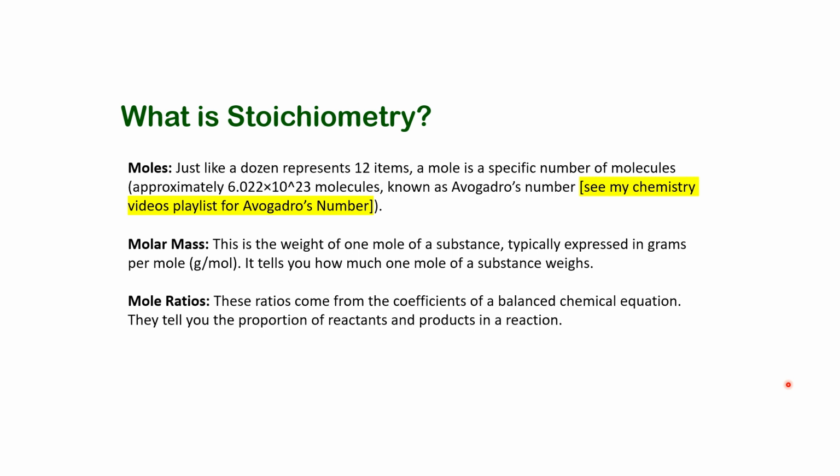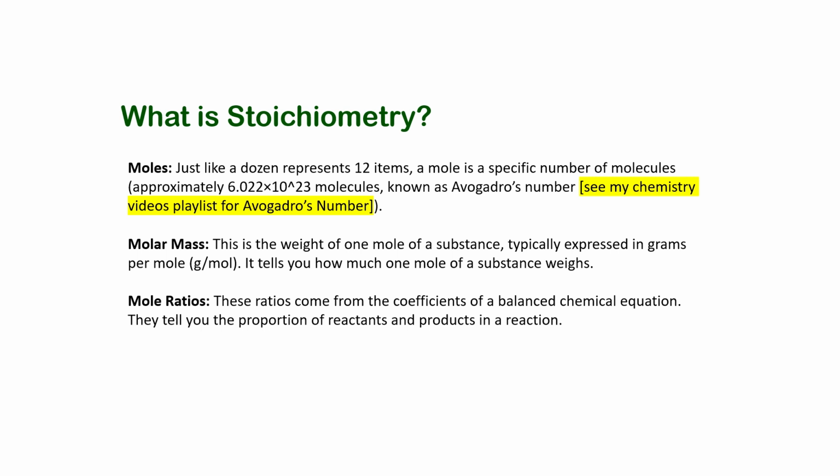What is stoichiometry? Stoichiometry is like the recipe for a cake, but instead of baking, we're dealing with chemical reactions. At its core, stoichiometry is the study of the quantitative relationships between the reactants and the products in a chemical reaction. When chemists conduct experiments, they need to know how much of each reactant to use and what amount of product to expect.